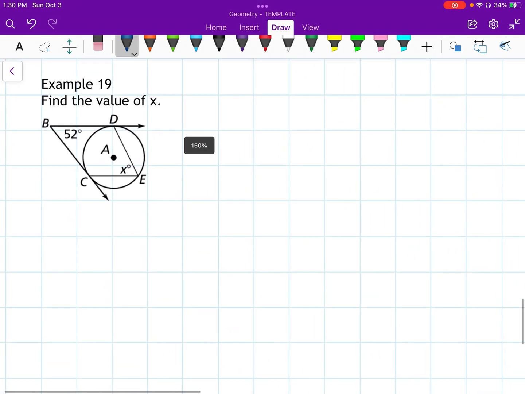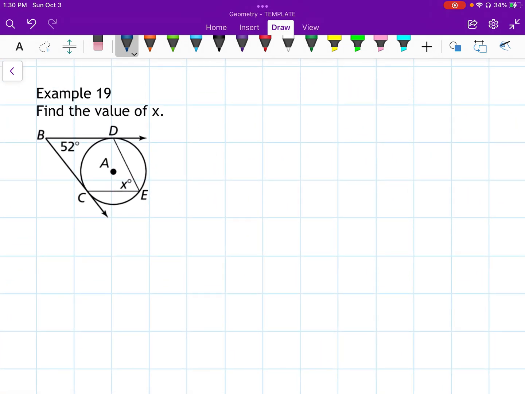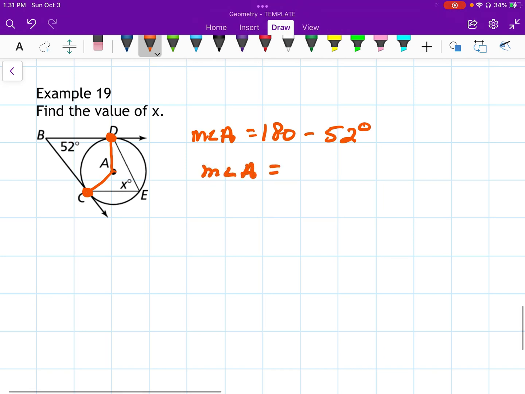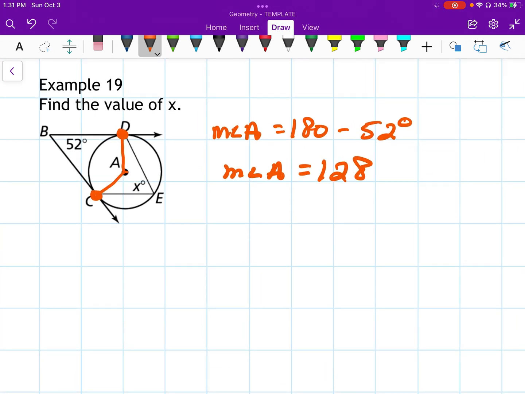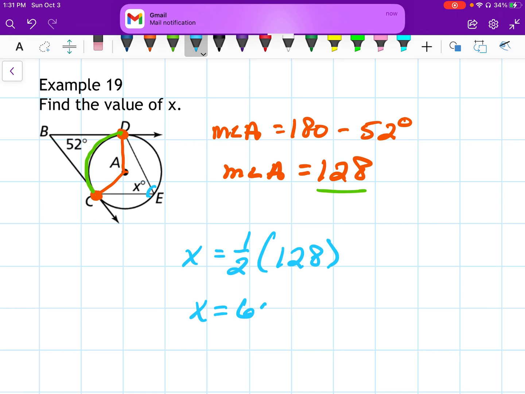Next up, example 19. Well, I'm going to introduce this angle in there. It's going to meet at points D and C. I can find that the measure of angle A is 180 minus 52 degrees, using that theorem above. So that gives me that the measure of angle A would be, what would that be? 128? Yeah, 128. Which means that this arc there is 128, and then angle X would be 1/2 of that arc. So X would be plain old 64.